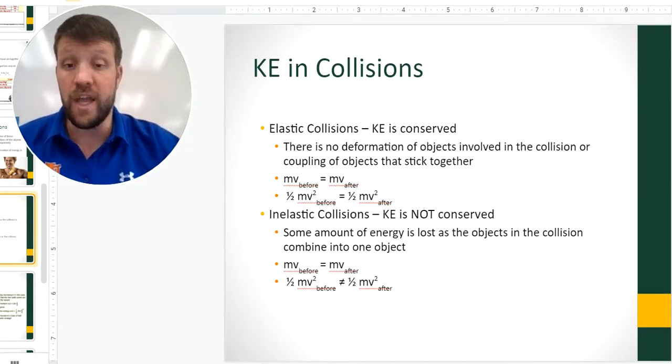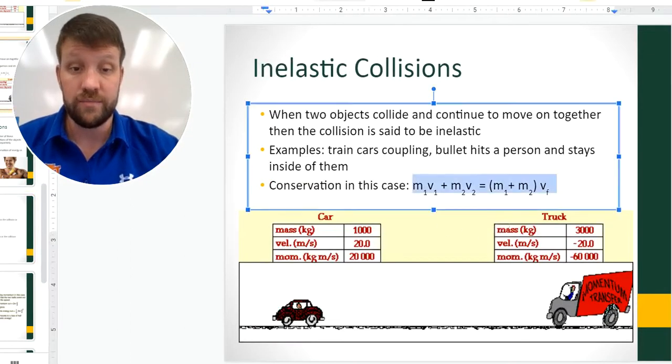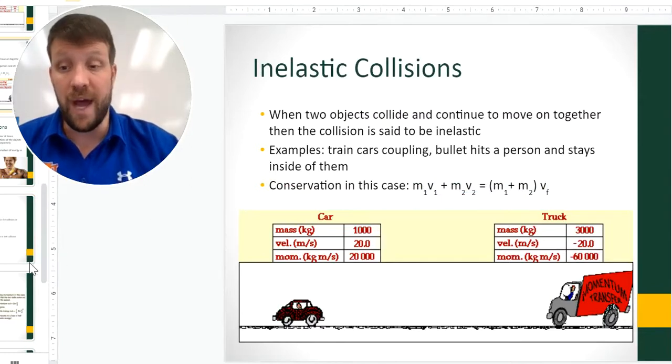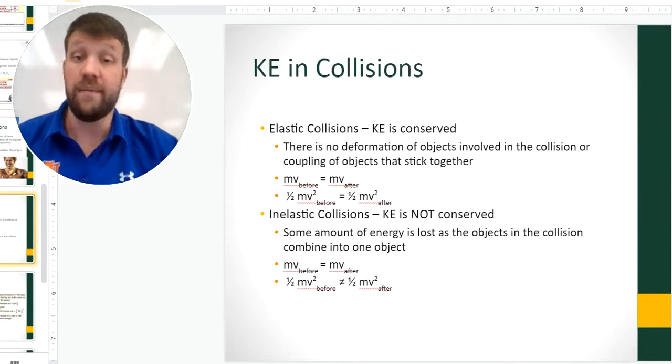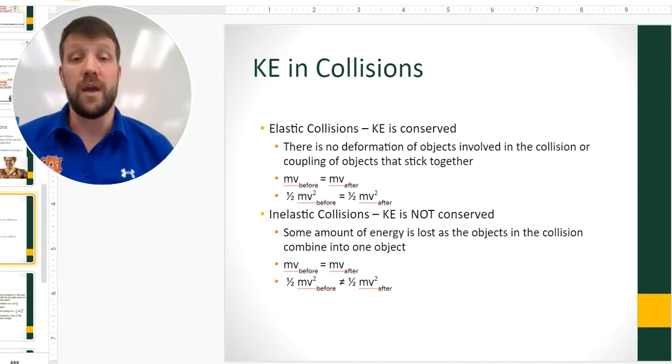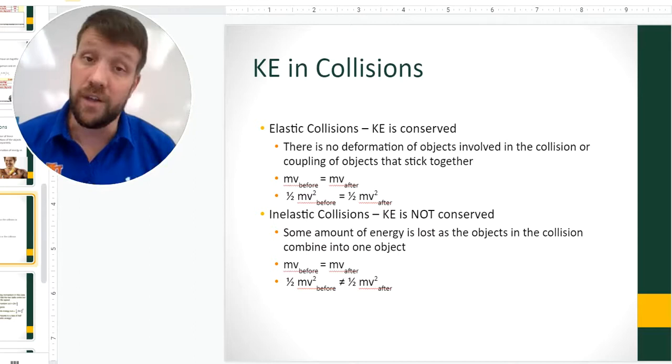So here we would have our m1 v1 plus m2 v2 equals the masses combined times the final velocity, right? Just like we saw right here. That's what we're looking at there. But because those masses are combined, we no longer have conservation of energy, because in order for those objects to combine, some energy is lost.